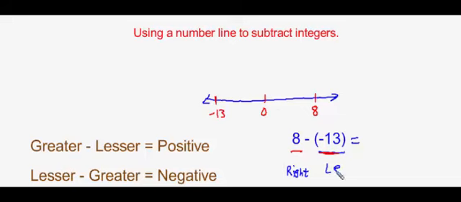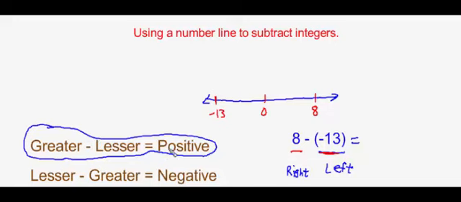So the fact that the number 8 is on the right and the number -13 is on the left, together with the fact that numbers to the right are always greater than numbers on the left, we have a number that is greater and we are subtracting off one that is less than that. So we have a situation where we're taking a greater number and subtracting one that's lesser in value, so we should get a positive result. So my answer should be positive because we are doing right minus left, or greater minus lesser.